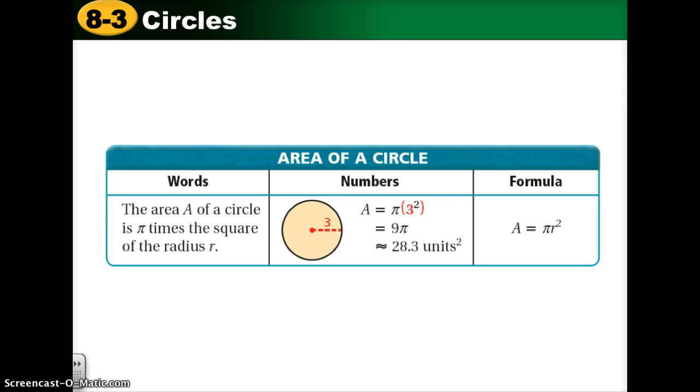Area. Area of a circle is pi times the square of the radius. So pi r squared. Order of operations says we square that radius first, then we multiply by pi. So you can see in the example they've demonstrated they would do 3 squared to get 9, and they've just put the 9 in front because that's the way we like to write our answers. That would be in terms of pi, and this would be our final answer.